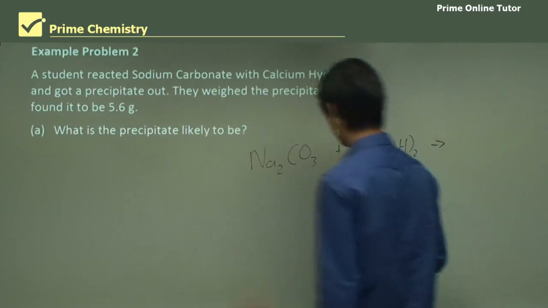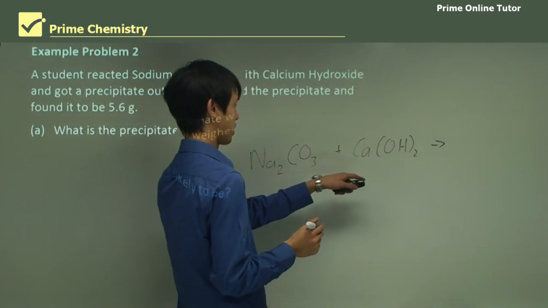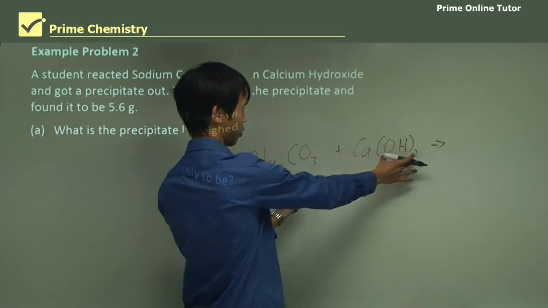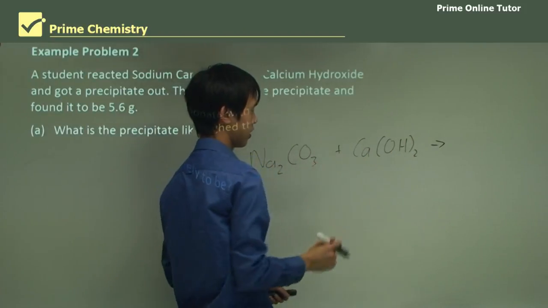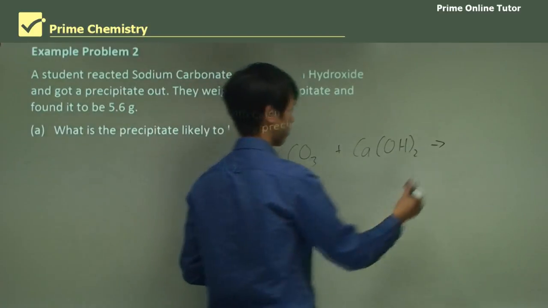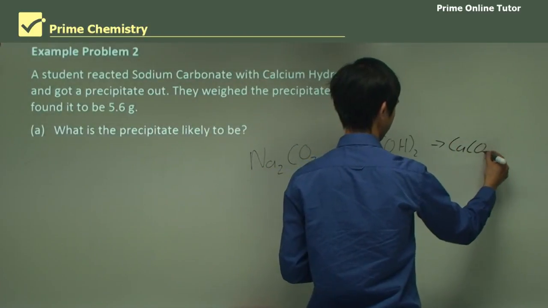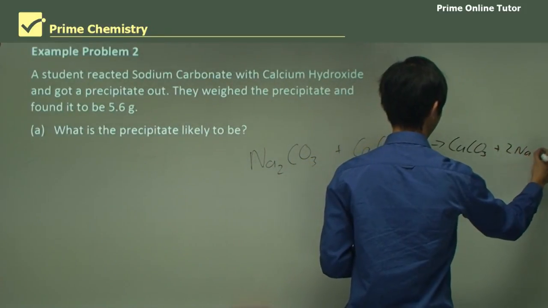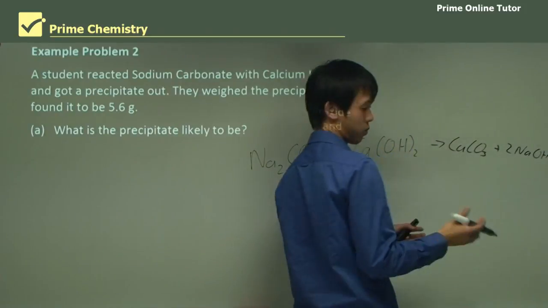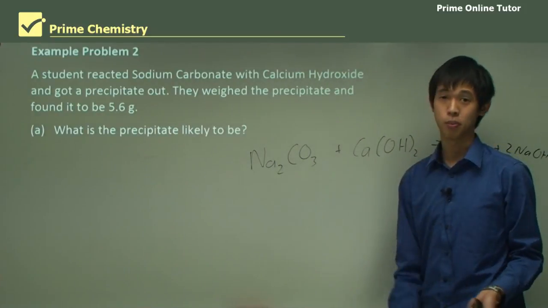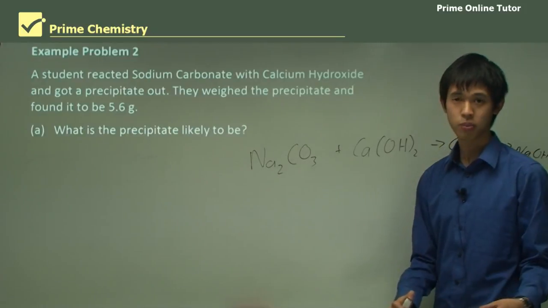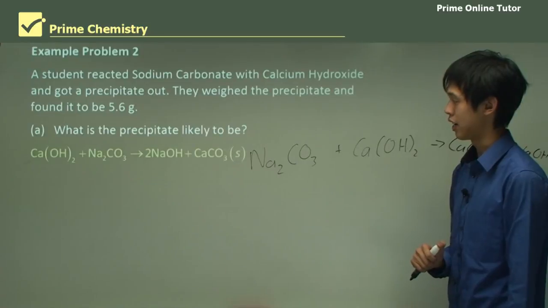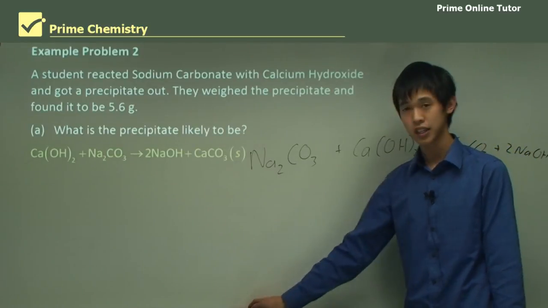So what is going to be the precipitate? Well, we probably just switch them around. Okay? So switch these two around, and we'll get the precipitate. So it's calcium carbonate and 2NaOH. Okay, so that's all we're doing. We're just switching them around, and that's what usually happens in a precipitation reaction. But again, don't worry too much. As you learn more chemistry, all of these things will become clear to you. There's our reaction, okay?